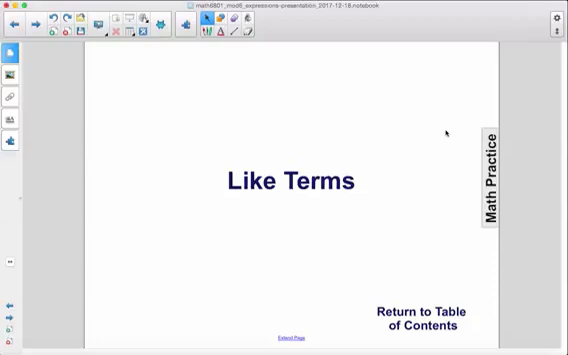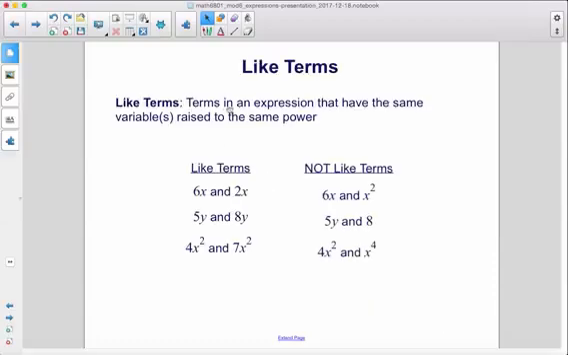Like terms. Like terms are terms in an expression that have the same variable raised to the same power. So here are some examples of like terms: 6x and 2x, because they both have an x to the first power. Here we have 5y and 8y, and those both include a y to the first power, so they're like. Here we have 4x squared and 7x squared, and they're like terms because they both have x squared in them.